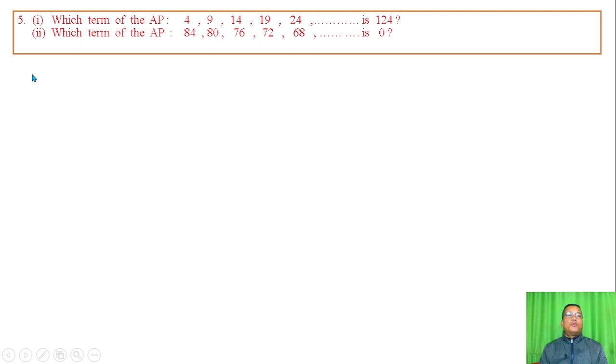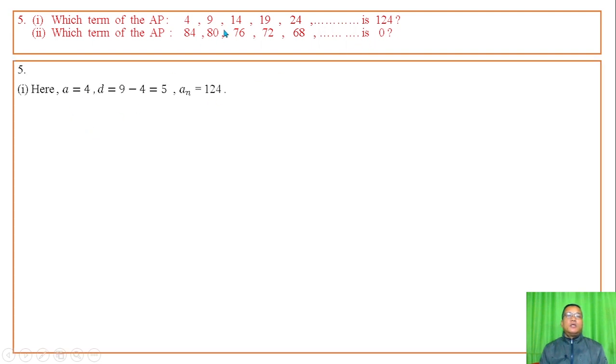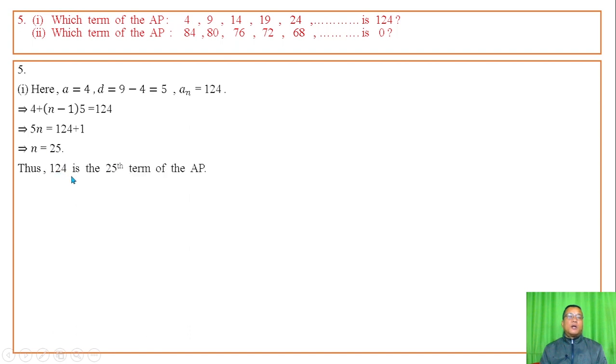Question number 5. Which term of the AP is 124? Here a is 4, and the common difference d is the second term minus the first term, that is 5. Let a_n equal 124. Using the nth term formula and solving for n, we get n equal to 25, which is a natural number. Thus 124 is the 25th term of the AP.